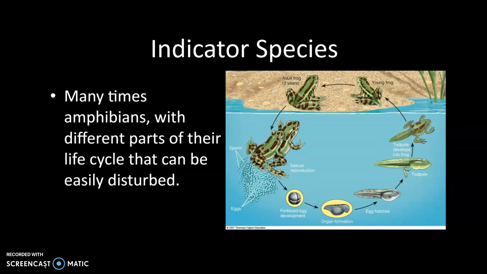Indicator species. Many times, an indicator species is going to be an amphibian, at least in locations that have a lot of water or vernal ponds. The reason for that is because they do so much through their skin and they have different life cycles that they are not protected. So an example I use for this, as you can see here, is frogs or any type of amphibian.